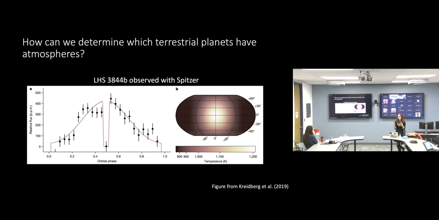So the expectation for these planets, since they're tidally locked, is that if you don't have an atmosphere, the day side will be very hot and the night side will be very cold. And then if you do have an atmosphere, it can redistribute heat around the planet. So here you can see that they've got this very large phase curve amplitude, which indicates that this planet at least doesn't have a very thick atmosphere because it isn't able to redistribute heat significantly.